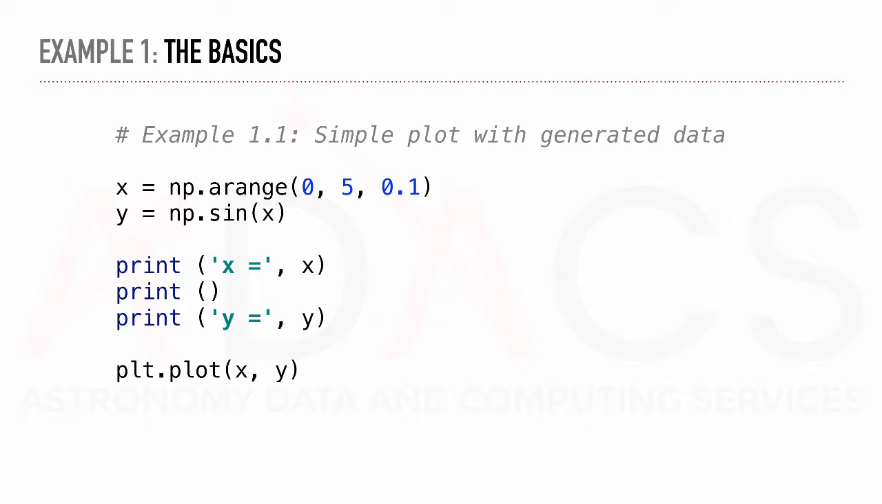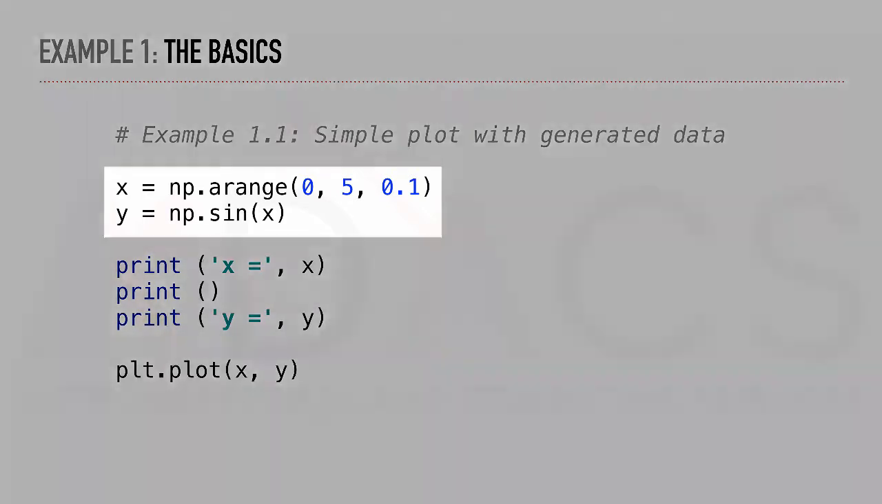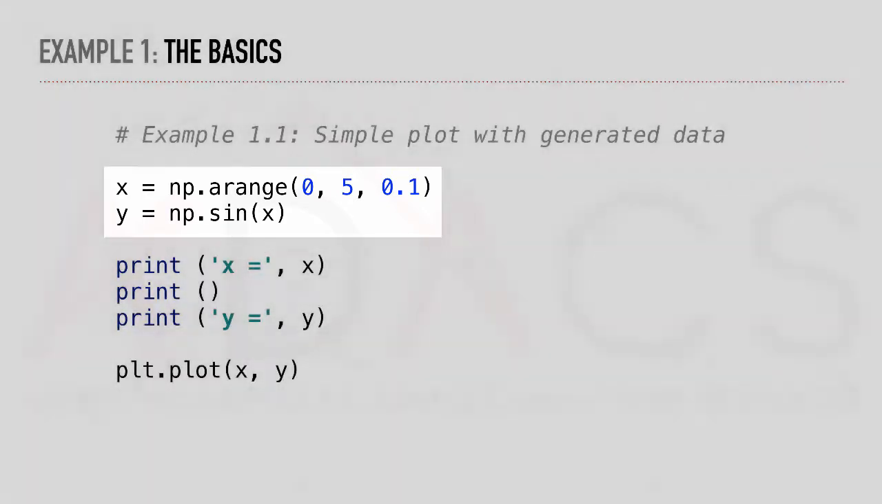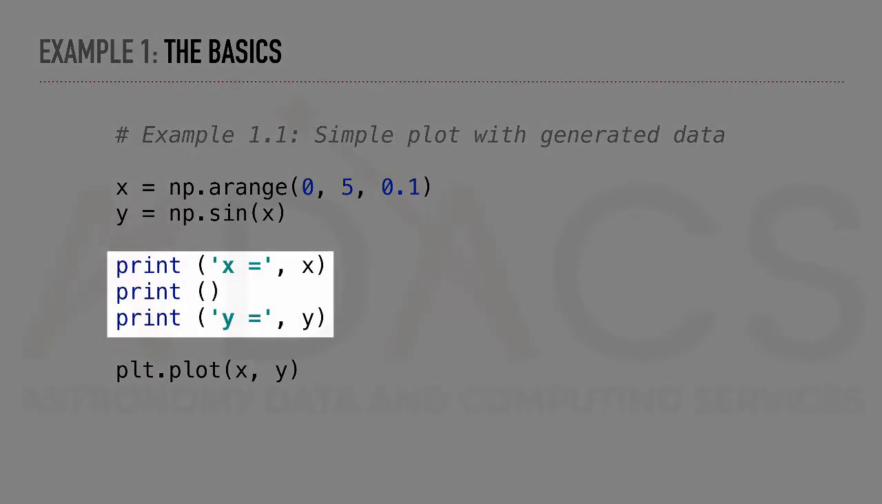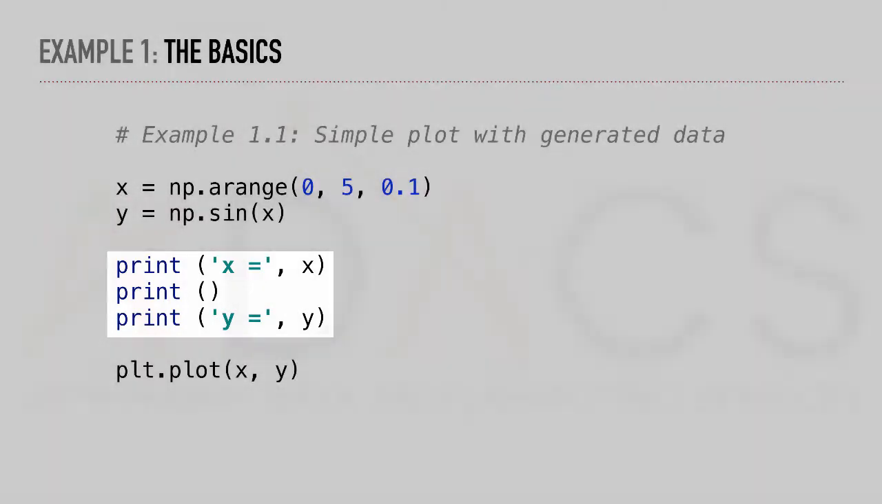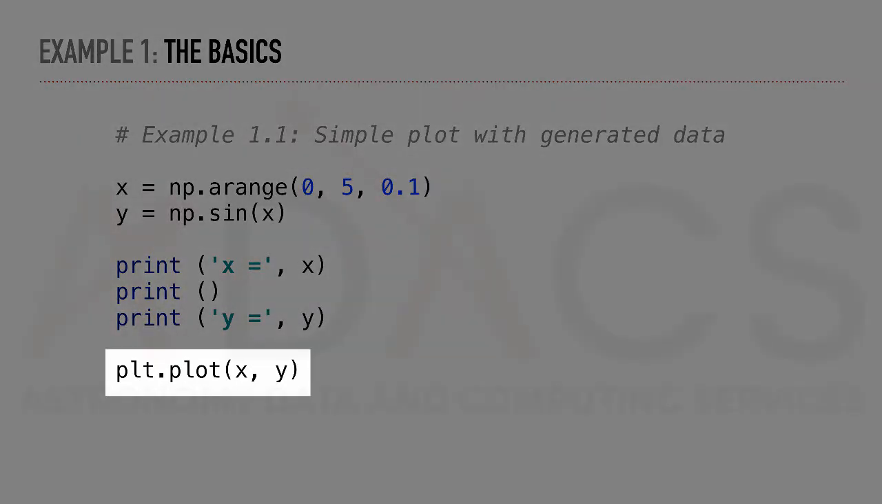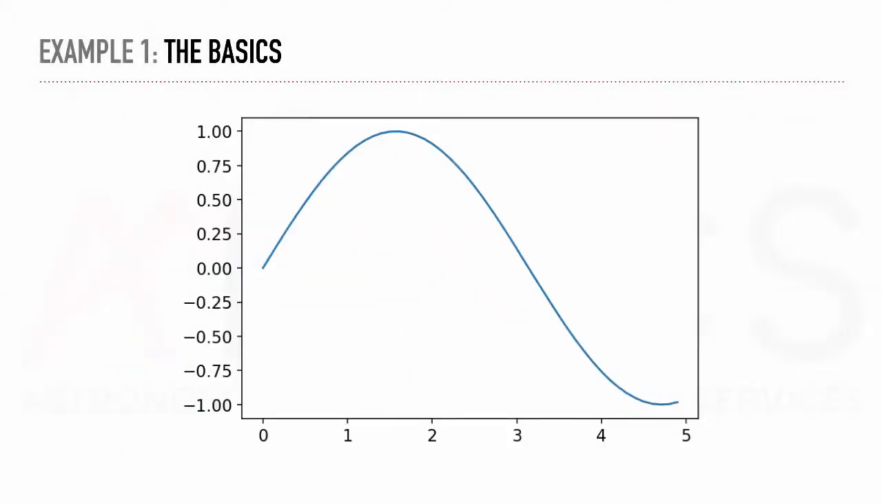We will set two arrays to plot a sine function, where x is an array of x positions, and y is the sine of x. If you want to see the values, you can easily print them using the print command. Finally, we can plot the results using the plot function of pyplot, taking as argument the x and y arrays. This gives us the following result.